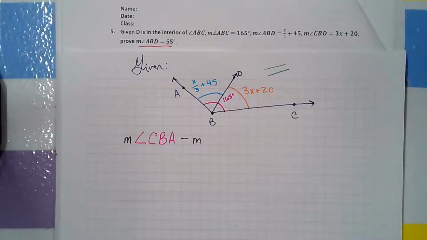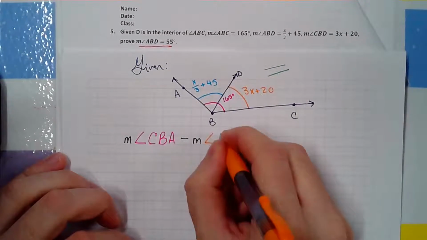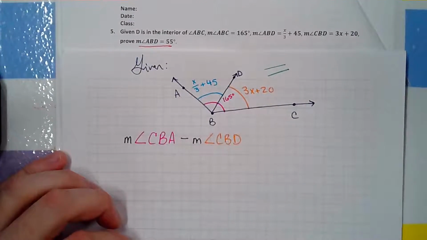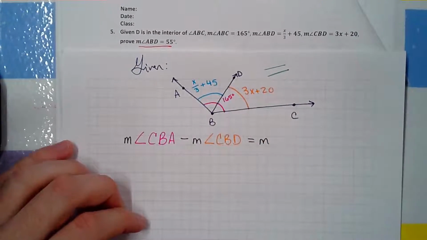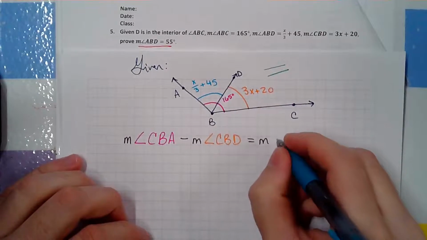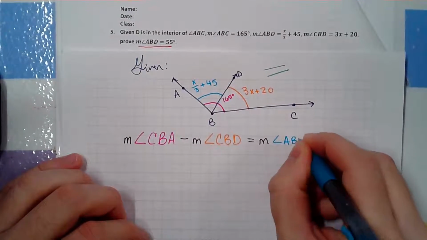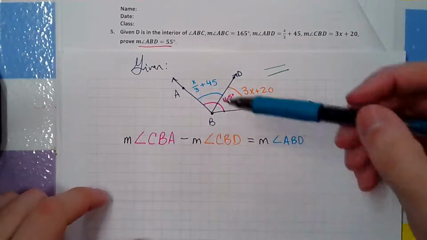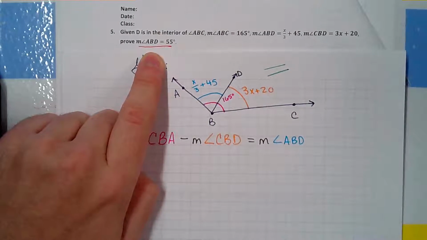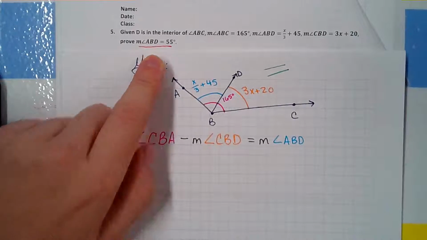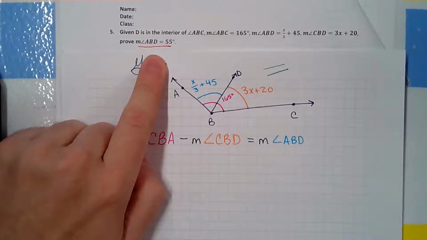Minus the orange part, which she said is CBD, is going to equal the blue part. And that's the angle we're interested in. That's ABD. Pro tip, there are multiple ways to name this angle, right? We can call it ABD. We can call it DBA. See how they labeled it? I would encourage you to write it the same way they did. That way when you get done, it looks exactly like what they want to see.